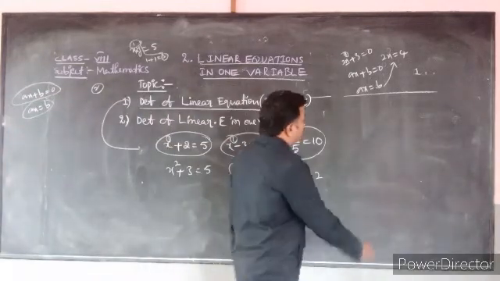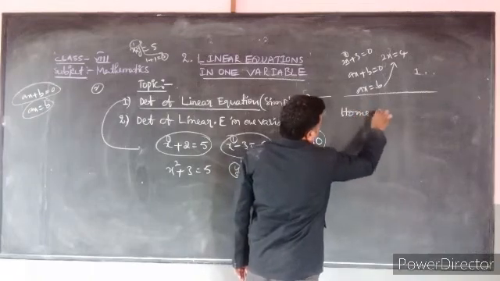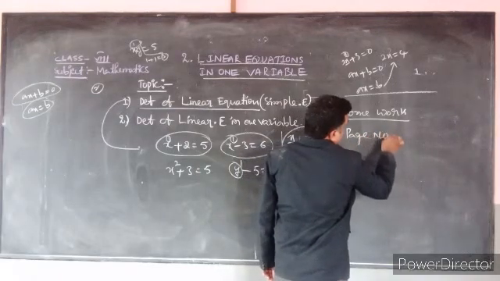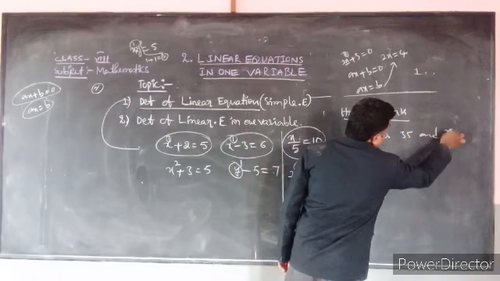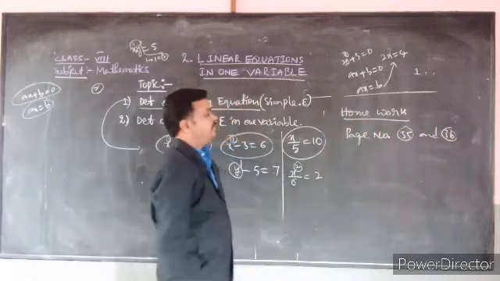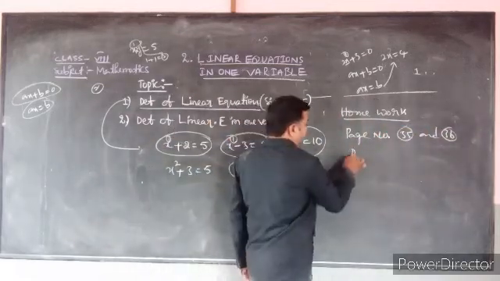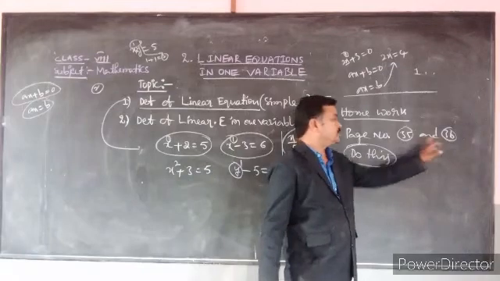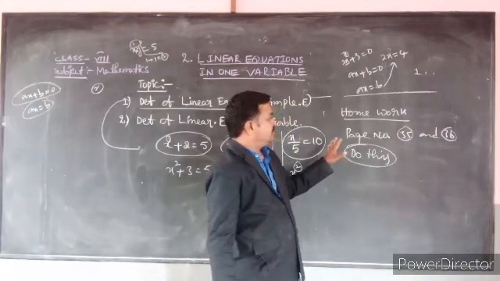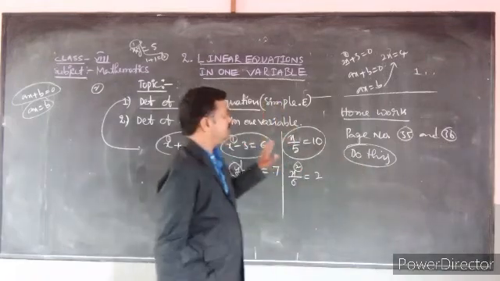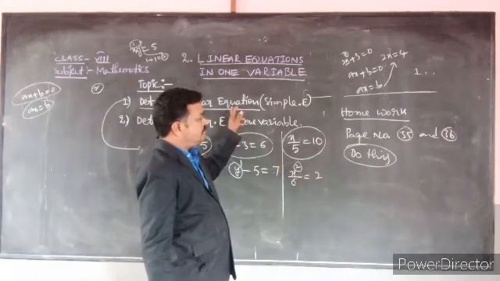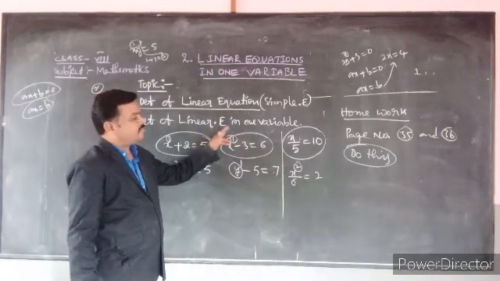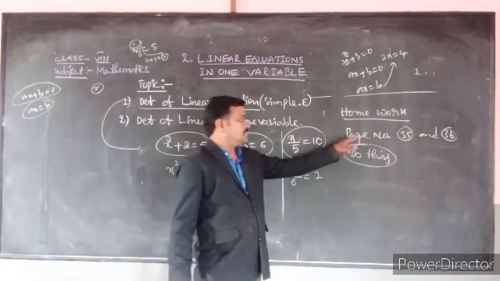So today's homework is page numbers 35 and 36. Do this. In pages 35 and 36, there are problems. You just have to check whether the given equations are linear equations or not first. The second one is whether they are linear equations in one variable or not. So this is today's homework.